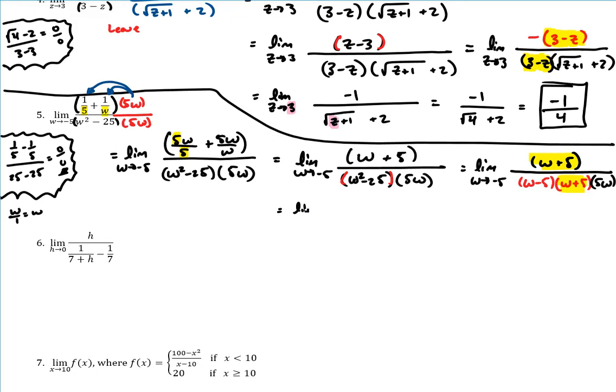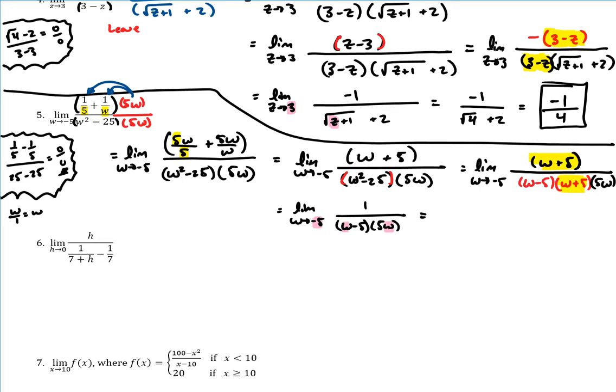And so let's rewrite it as the limit as w goes to -5 of, now up top, the w plus 5 canceled, which means we need a 1 placeholder. Down below, I still have w minus 5, and then the 5w. Okay, so the highlighted portions are gone. And then now I can plug in the -5. So -5 is going into our variable, into the w.